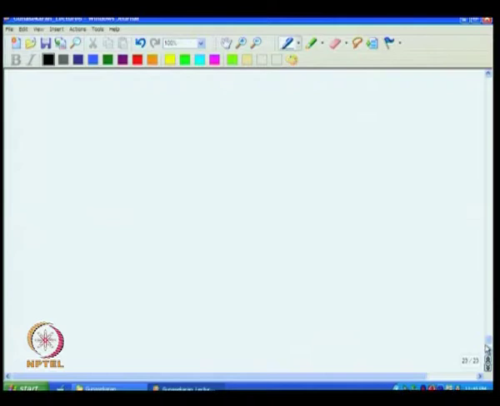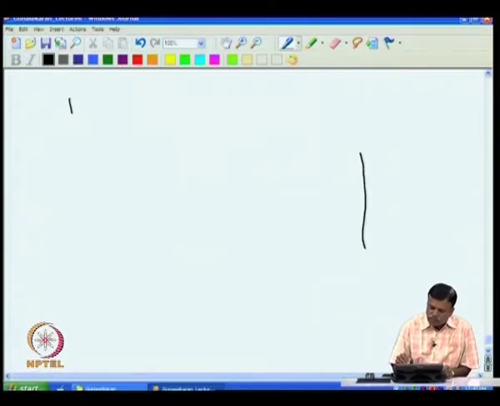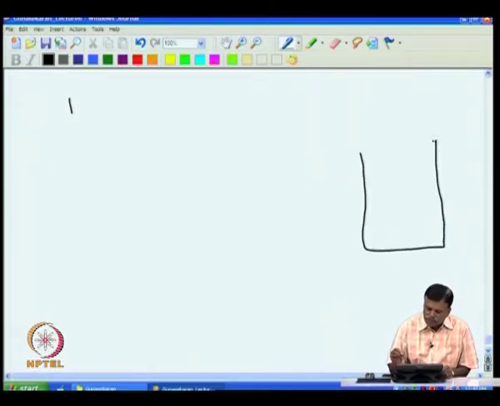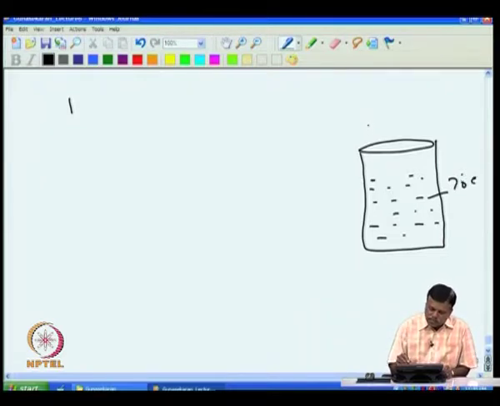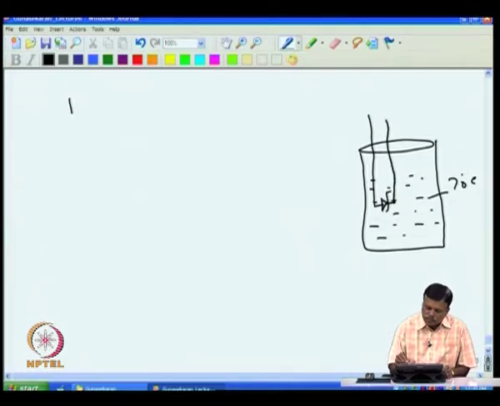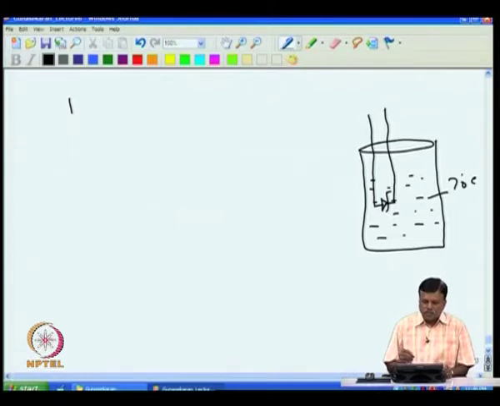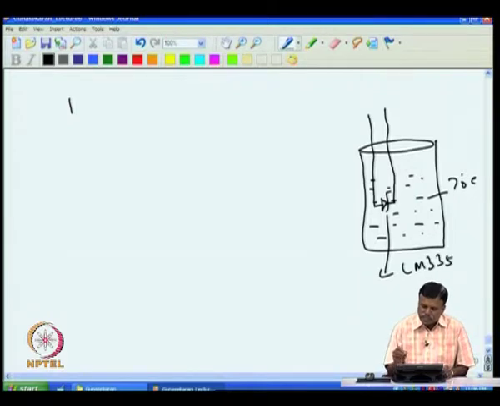Now, what I do is first I should sense the temperature. For example, in this case assume I want to maintain the temperature of a bath, and you have water in this. Assume I want to maintain the temperature of this water at say 70 degree C. So, I will put the sensor here, which is LM335. It measures the temperature. This is a temperature sensor which we had discussed earlier.